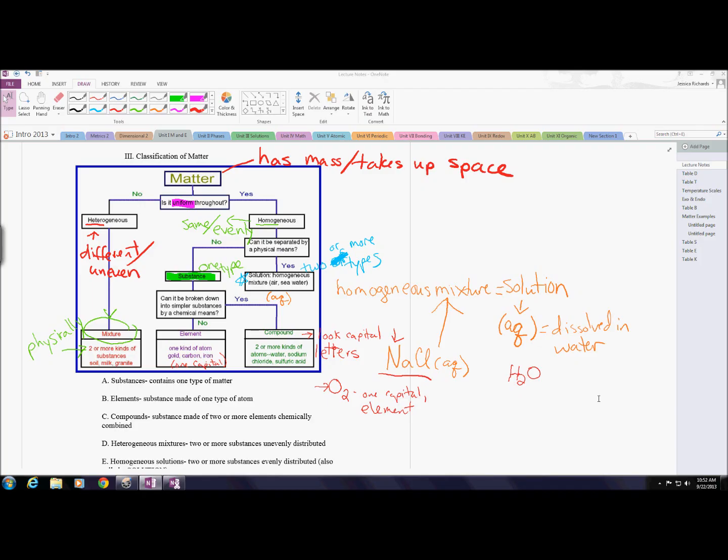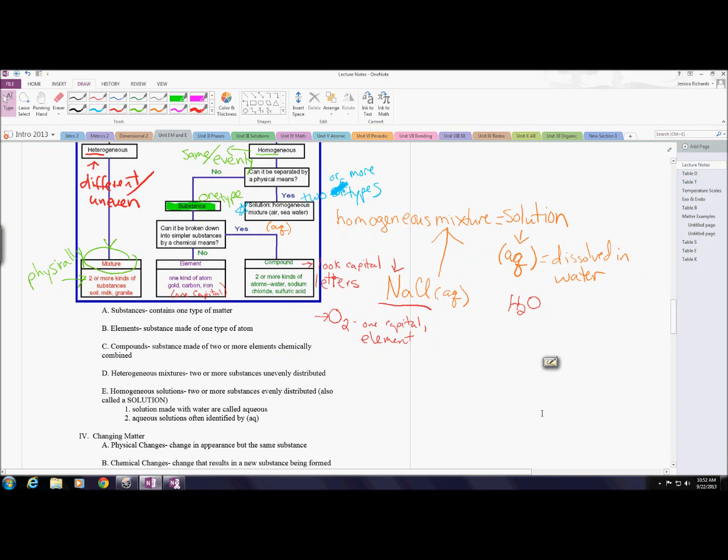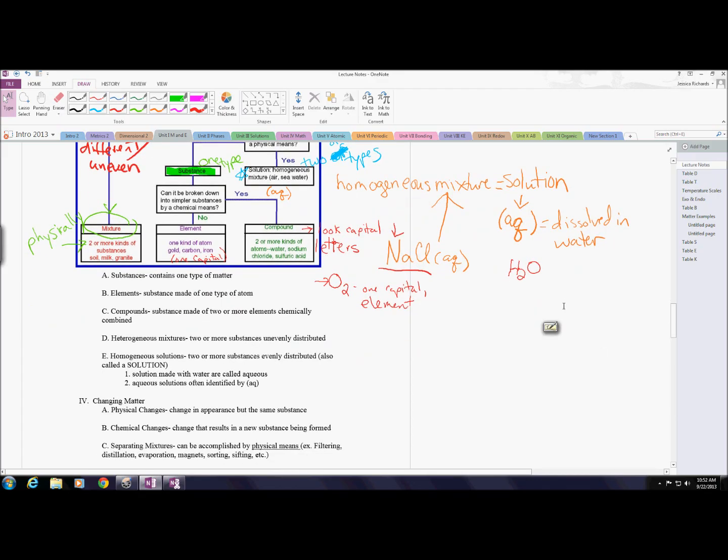So let's just look at the vocab really quick. They're listed out for you. These are the way you'll see the definitions written. Typically, it's the way that the state's going to say them. A substance is something that contains one type of matter in it. Substances are going to be either elements or compounds. Elements, a substance made of one type of atom. Compound, two or more elements chemically combined. That's the way that you typically see it written out on questions on your final.